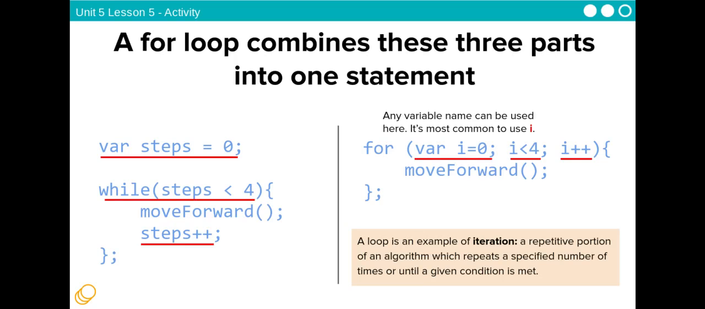A loop is an example of an iteration, a repetitive portion of an algorithm which repeats a specified number of times or until a given condition is met. Either side of the screen is appropriate code, but to save lines of code, the one on the right is most commonly used by programmers.